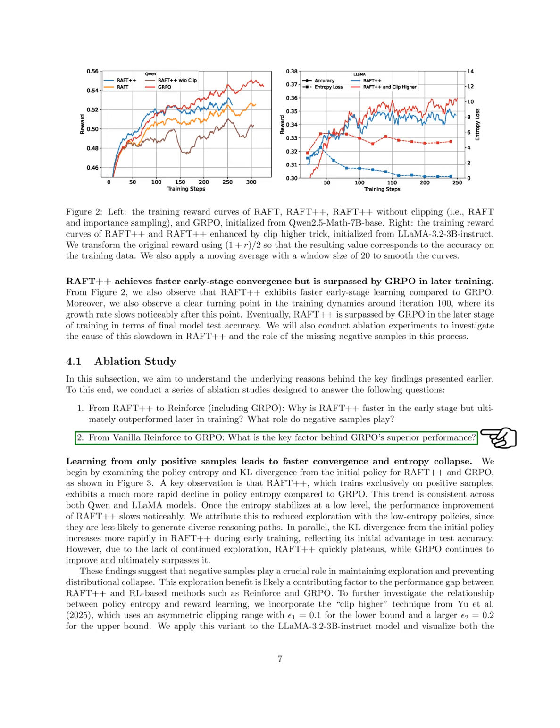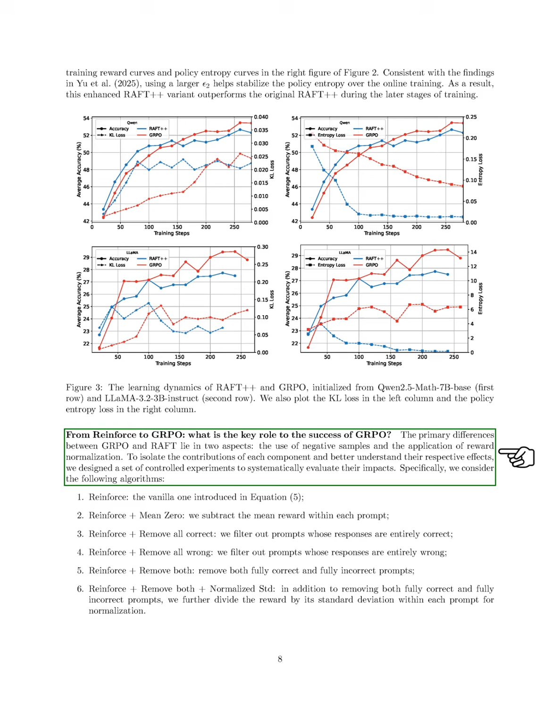To further explore the relationship between policy entropy and reward learning, we apply a technique that uses asymmetric clipping ranges. This adjustment helps stabilize policy entropy during training, allowing an enhanced version of RAFT++ to outperform the original in later stages. We also examine the key factors behind GRPO's success, focusing on the use of negative samples and reward normalization. We conduct controlled experiments to assess the impact of these components.